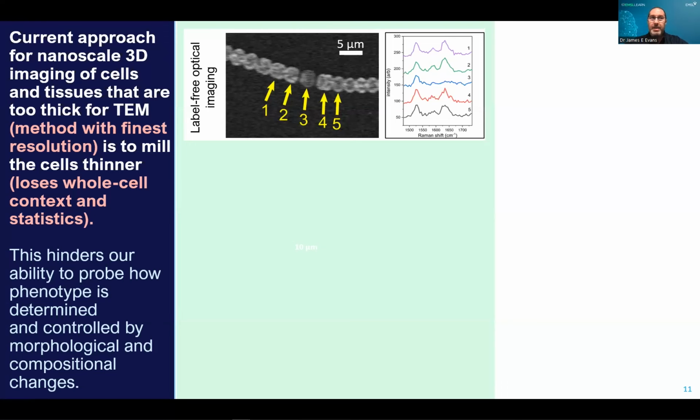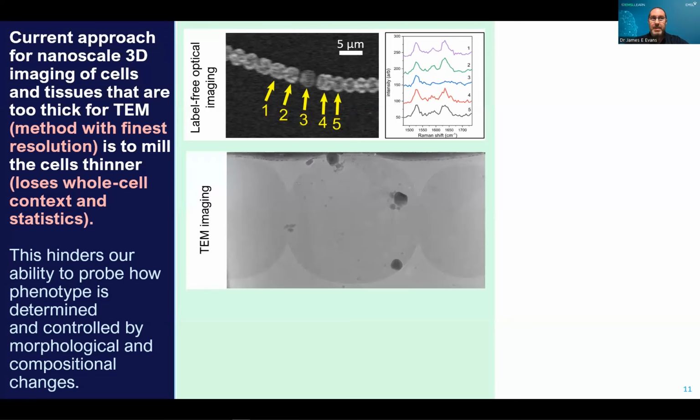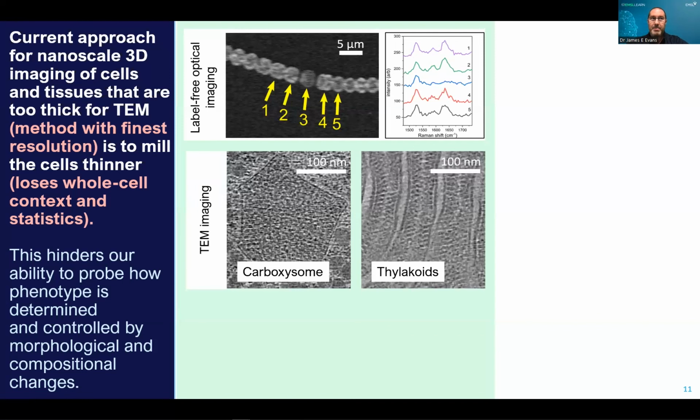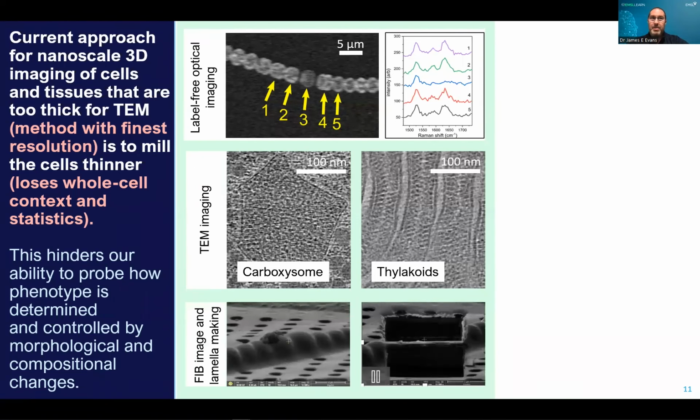However, we can do cryo-transmission electron microscopy at the angstrom to few nanometer spatial resolution to visualize the native cell context and see fine details in carboxysomes and thylakoids. But to get these images, we must use an ion beam to mill the sample into a thin cross-section, which removes the majority of the whole cell context.